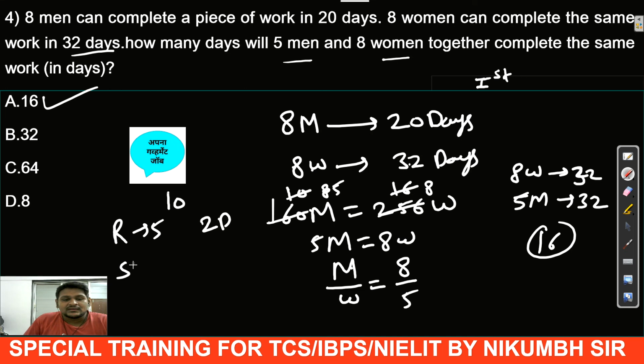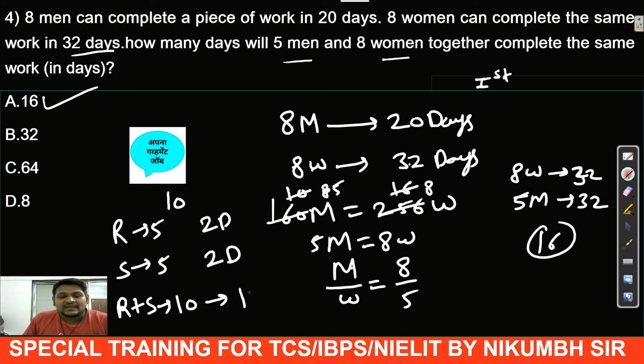Sham also does 5 work per day, so Sham also takes 2 days. Now if Ram and Sham work together, the total work per day done by Ram and Sham is 10. So how many days do they both require to complete the 10 work? 1 day. As you can observe here, it is half.